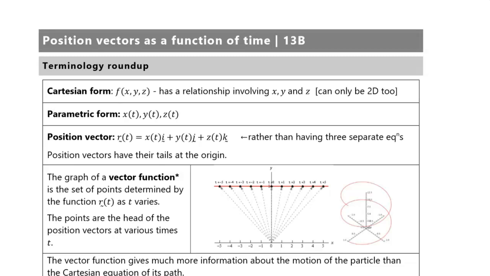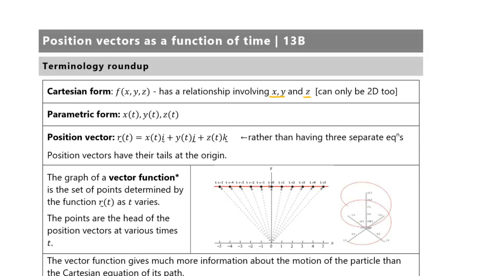Hey team, let's have a talk about position vectors as a function of time. So, a bit of a reminder from things we've done previously in vectors. When we're looking at something in Cartesian form, we have something in terms of x and y and z if we're in 3 dimensions.